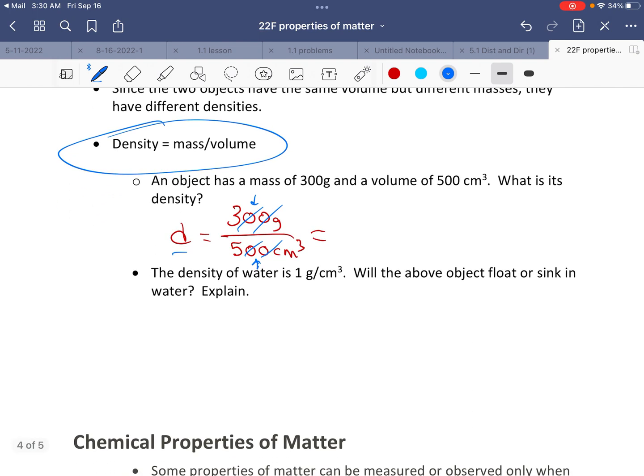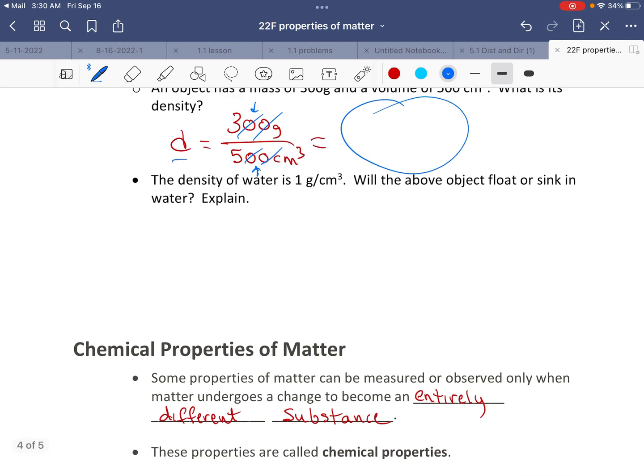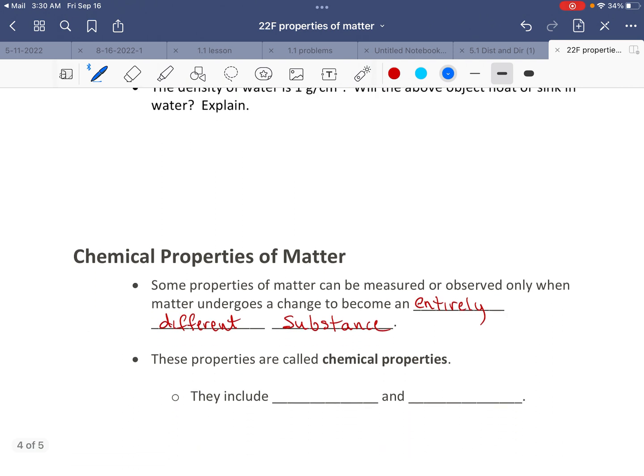The density of water is 1 gram per cubic centimeter. Well, the above object, this one here, will it float or sink in the water? And you should explain. If one object is more dense than the other, the more dense one sinks and the less dense one floats. That will be my hint for that problem right there. So figure that one out.